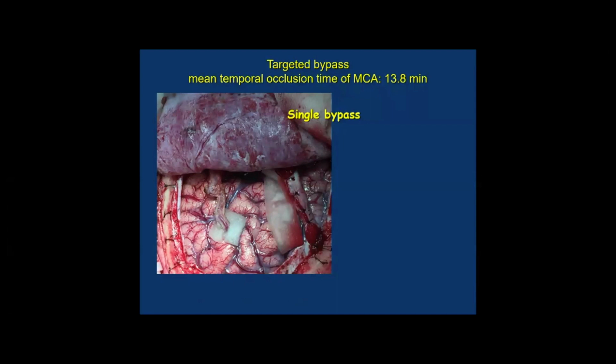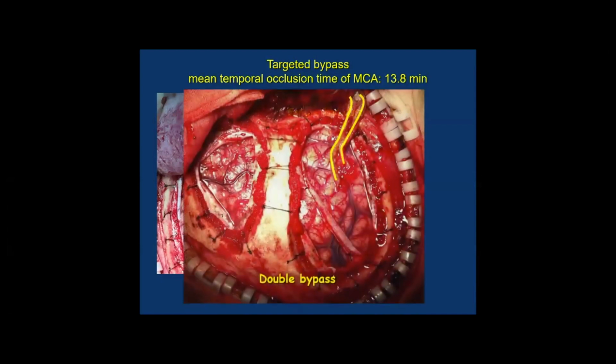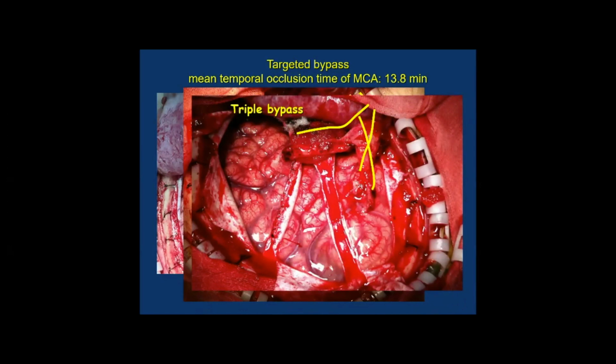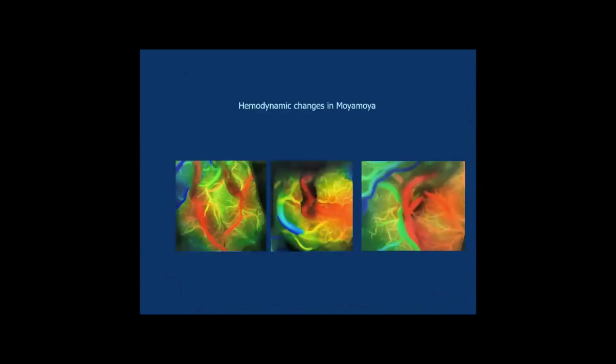So the targeted bypass means single, this is a single and double bypass, and the triple bypass distributes the blood flow into different cortex. So the hemodynamic change of Moyamoya vessels is very complex.